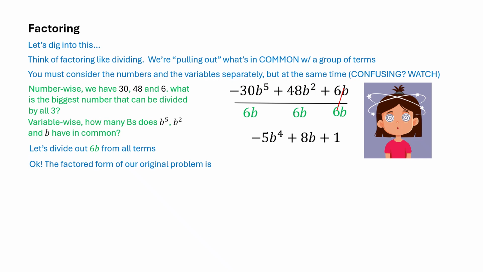Okay, so what's our factored form of this original problem? 6b on the outside, parentheses, -5b to the 4th power plus 8b plus 1. Not bad.